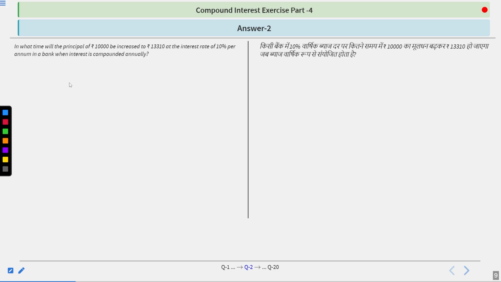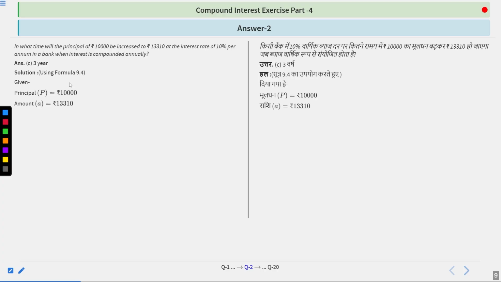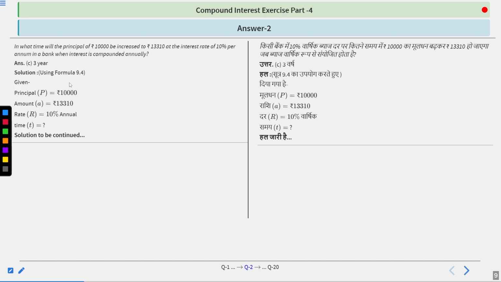So we have to find out the time period in which rupees 10,000 becomes rupees 13,310 and rate is 10% per annum. Now the answer to this question is option C, 3 year, and we are using formula 9.4 to solve this question. It is given that principal P is equal to rupees 10,000, amount A is equal to rupees 13,310, and rate is 10% annual. And time period we have to find.